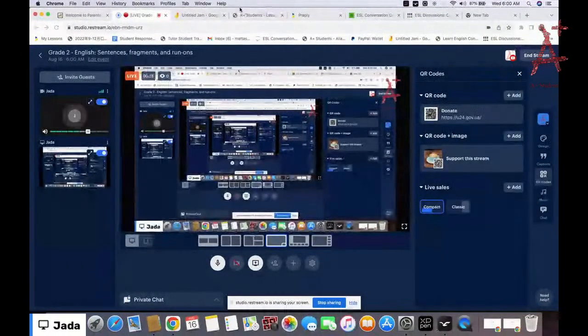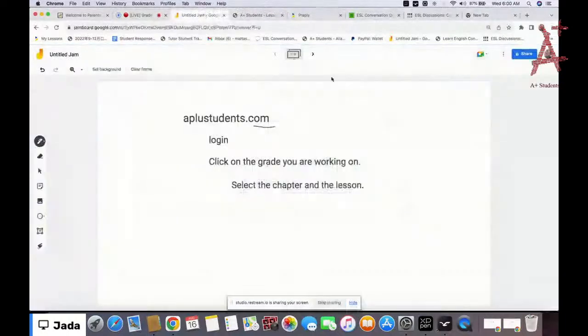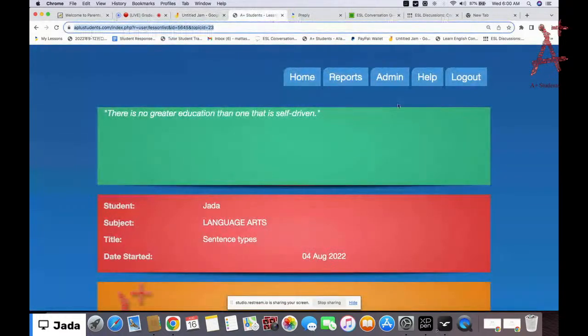So first off, I'm just going to share my screen. I hope that you can see my screen. The next thing you have to do is click on aplusstudent.com. You log in using your email and your password. Then you scroll down to your name, click on the grade you're working on, select the chapter, and over to the lesson. Okay, so I'm just going to move there now.